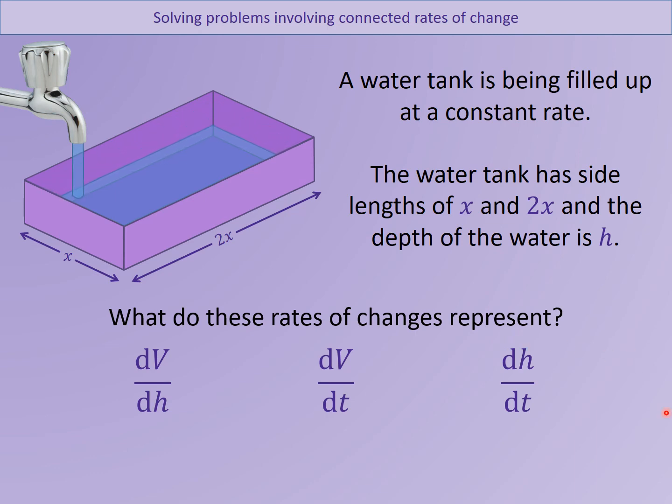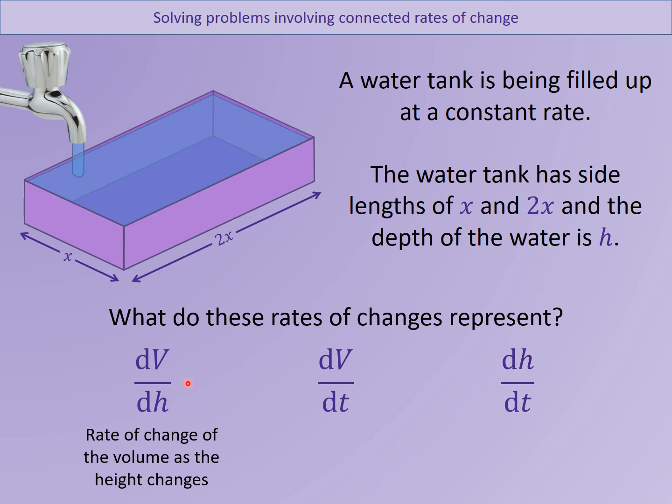So I've got dV over dh, dV over dt, dh over dt. Just pause. Have a think what they actually mean. How would you write those down as words? We know they're all rates of change between two things. Let's look at the first one. The change in V, which is the volume, over the change in height. So how does the volume change over height? That would be the rate of change of volume as the height changes.